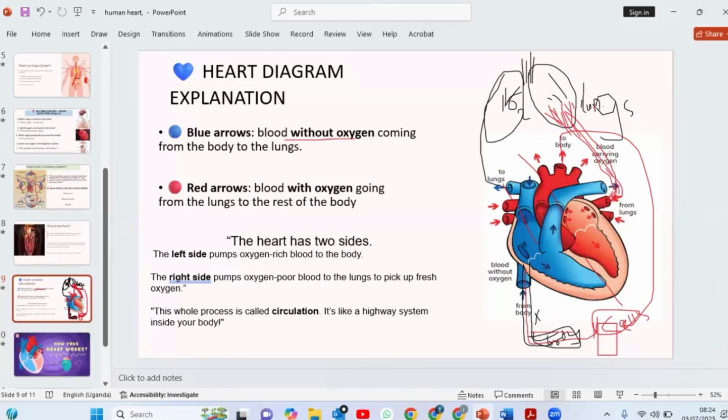Circulation, because it is like what? Like, as you can see, like what? A circle, from the lungs to the heart, from the heart to the body, and from the body to the heart, and from the heart to the lungs. And this is like a highway system, okay, inside your body. And this is what? Circulatory system.